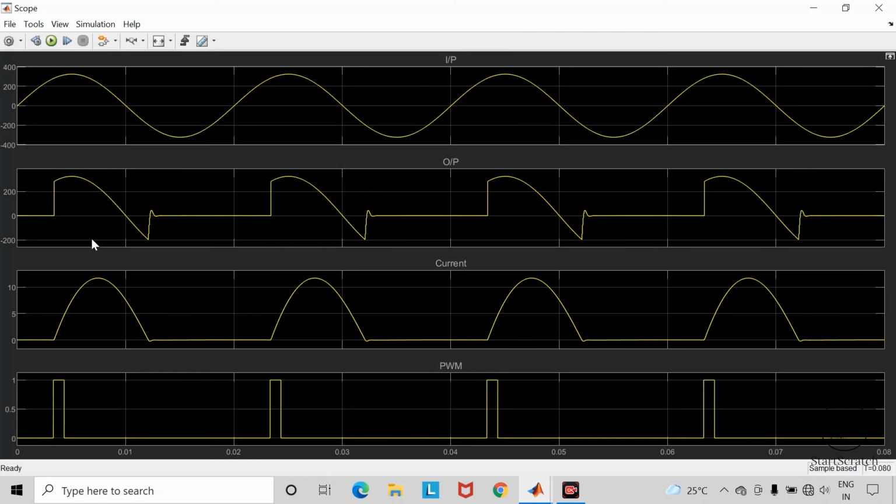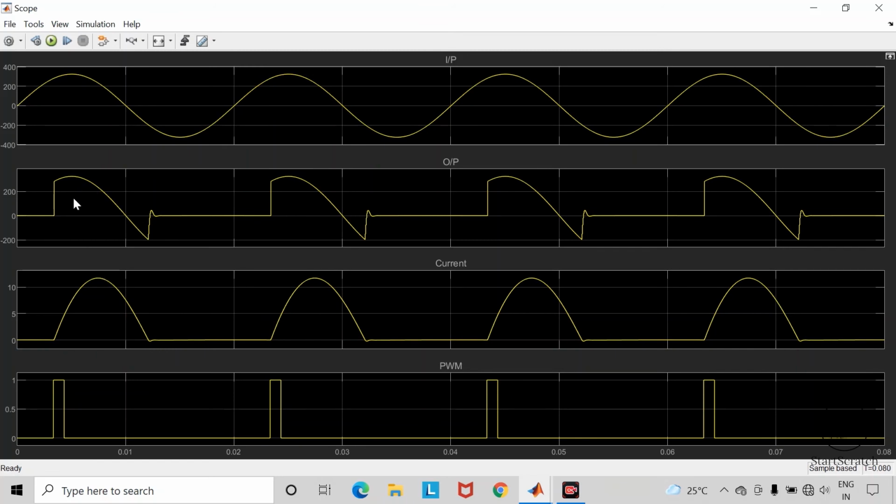At phase delay of 10 milliseconds, or at omega t equals 180 degrees, our voltage will become 0. But if you observe the current waveform, this current waveform still has a non-zero value at phase angle of 180 degrees.